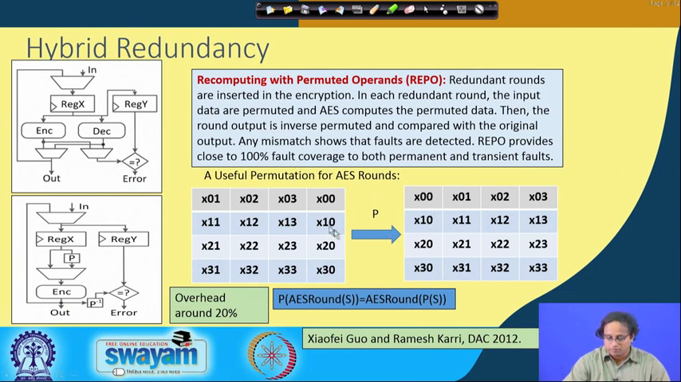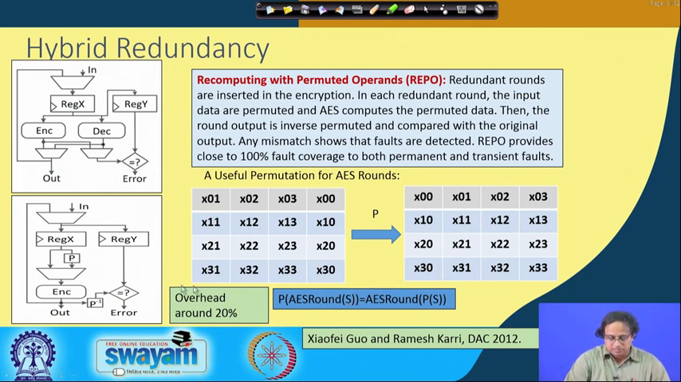Now if you do this shift, the property is that, if you denote it by the permutation P, and you take a state matrix S and apply the AES round, and then apply this permutation, it is the same as if you take the state S, apply the permutation, and then apply the AES round. So this would give you the same result in both cases.